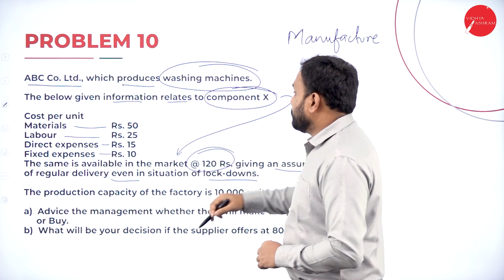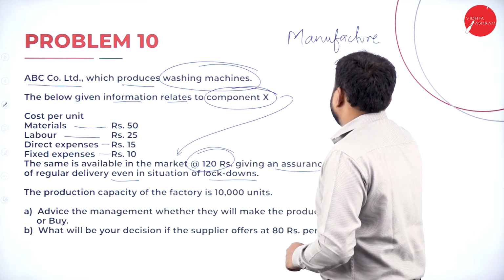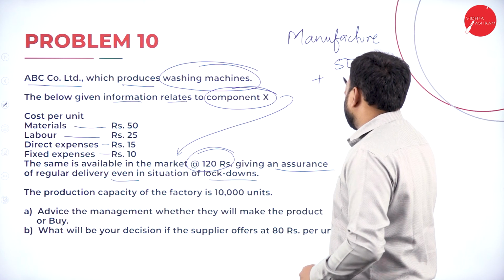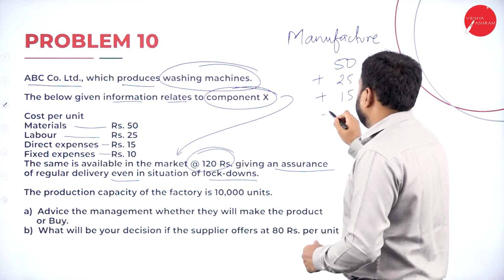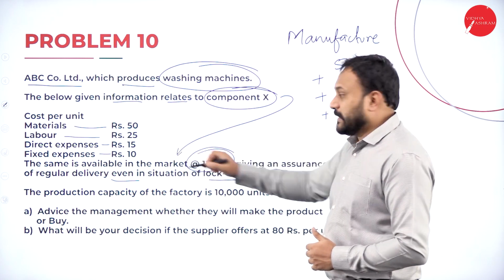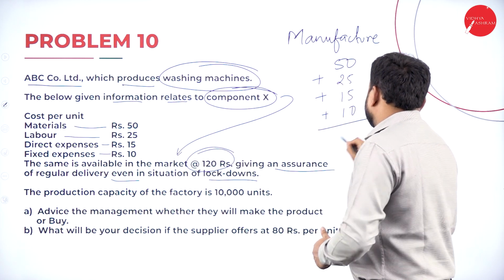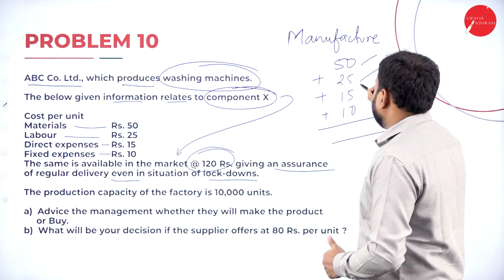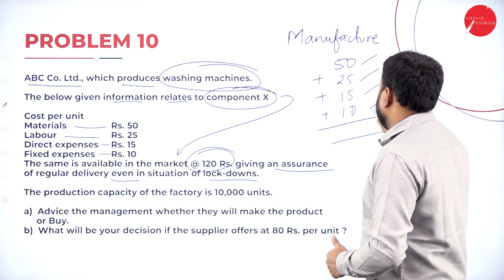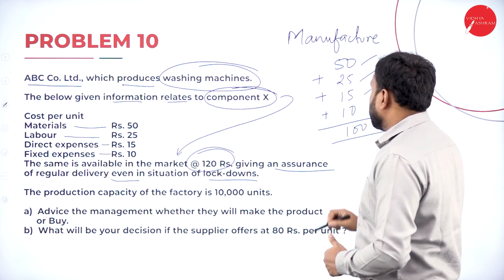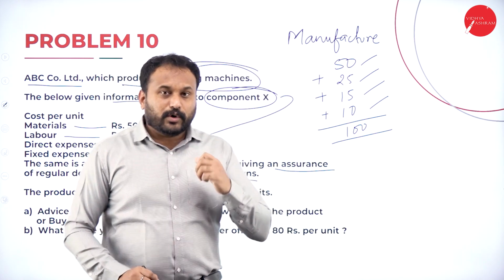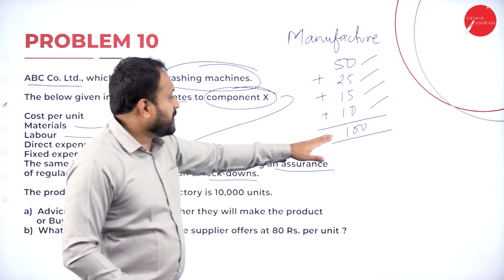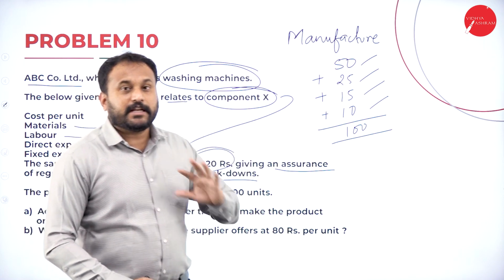everything you are supposed to add, isn't it? So it is 50 plus 25 plus 15 plus, again your fixed expenses is 10. So 50, 75, then 90 and 100. Total is 100. So what you feel is the total cost when you go with manufacturing a product? It is 100 rupees.